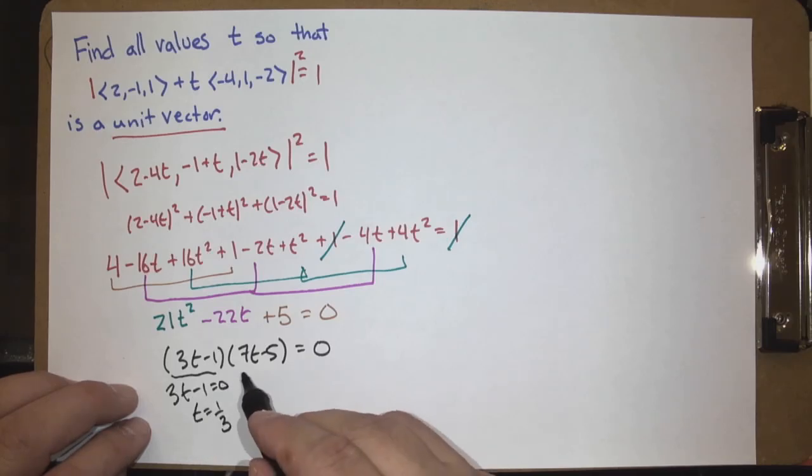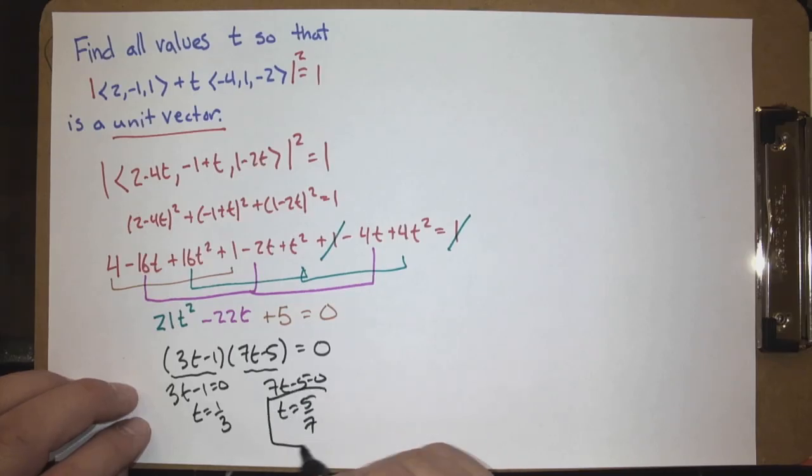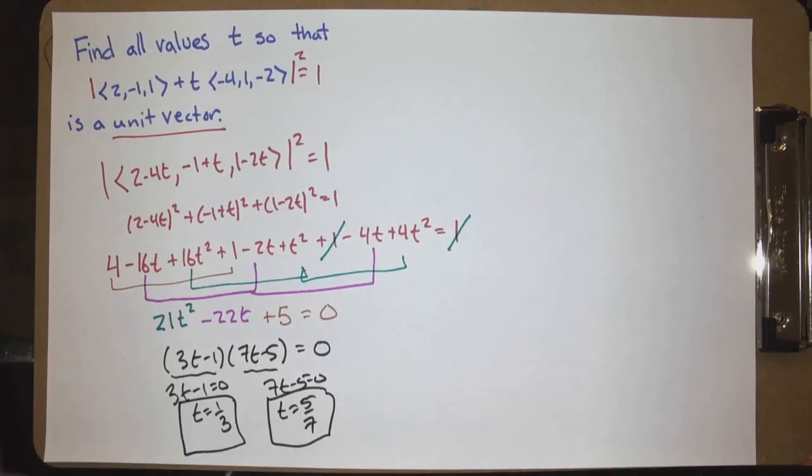1/3. When does 7t minus 5 equal 0? 5/7. And those are the two possible times. So you were very close. I think it was just a sign thing. So nice. Good job.